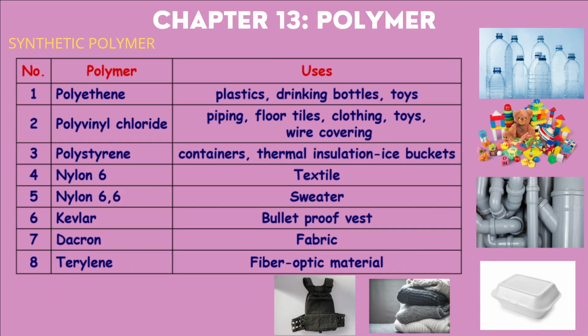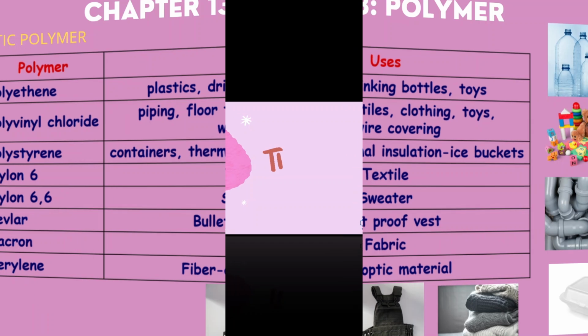These are the examples of synthetic polymers and their uses. Polyethylene is used as plastics, drinking bottles, and toys. Polyvinyl chloride in piping, floor tiles, clothing, toys, and wire covering. Polystyrene is used as containers, thermal insulator, ice bucket. Nylon 6 in textile, nylon 66 in sweater. Kevlar as bulletproof vest, Dacron in fabric, Terylene in fiber optic material.